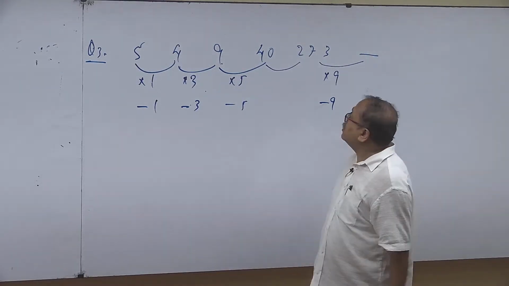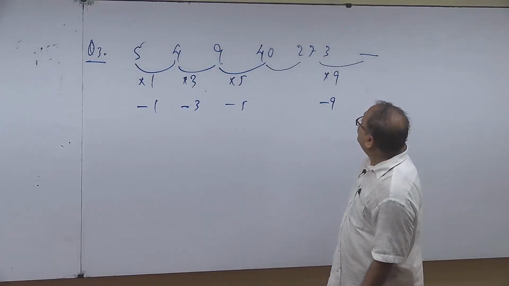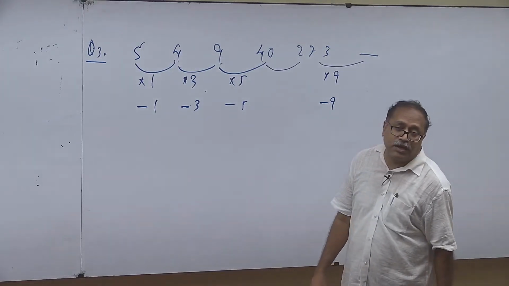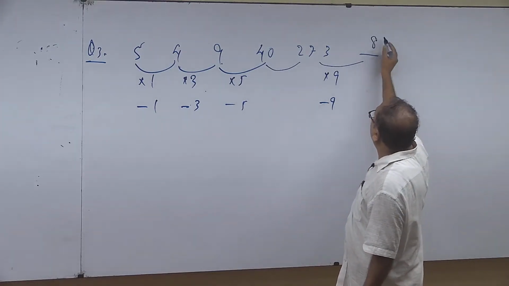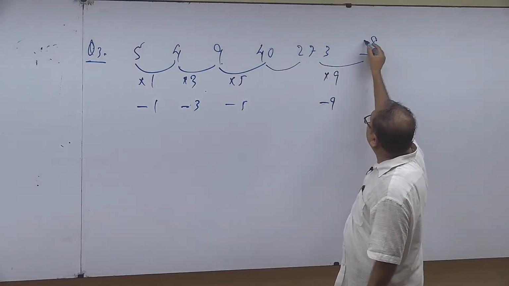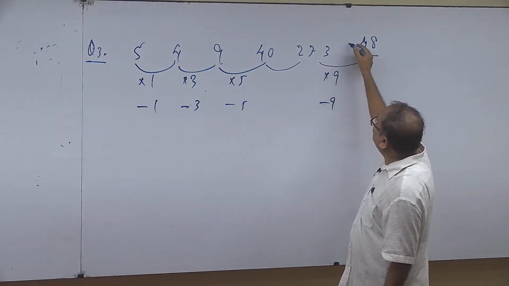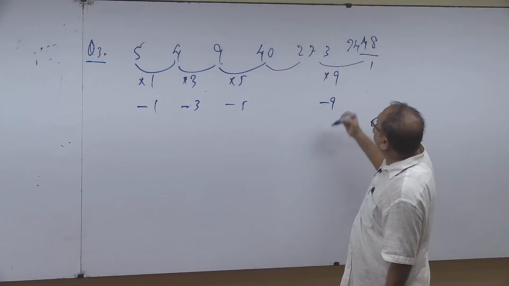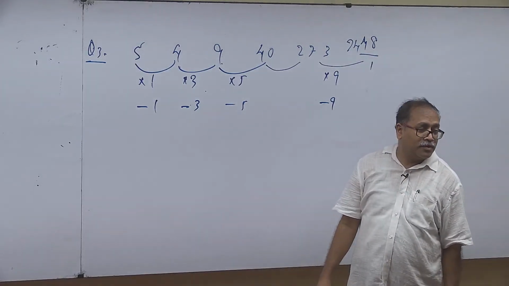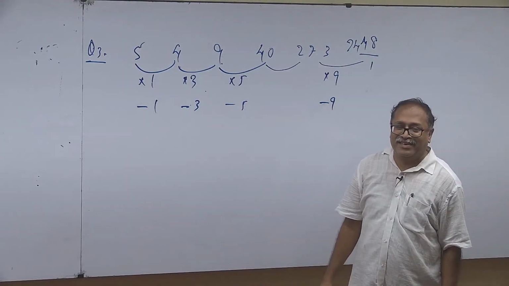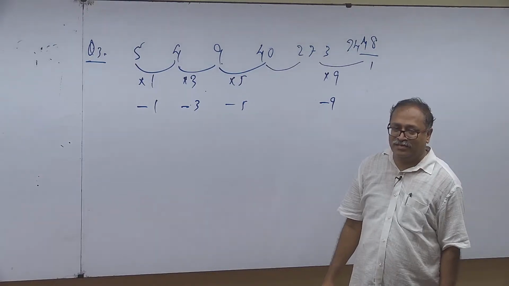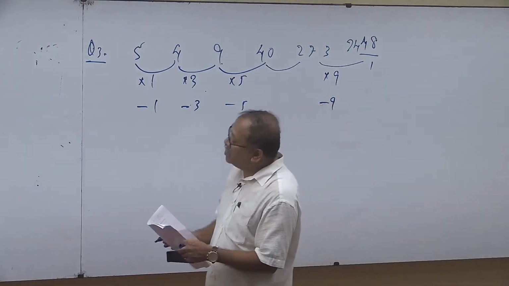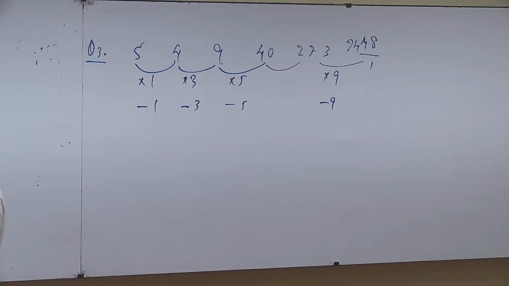Okay. The rest part, how quickly and accurately you do it. 9 3 is 27, 27 minus 9 is 18, carry 1, and 9 7 is 63, 64, carry 6, and 9 2 is 18 plus 6 is 24, 2 4 4, 8, right? Okay. Fine. So these were the 3 questions which are based on multiplications, and we will go with many other questions which are based on multiplication.